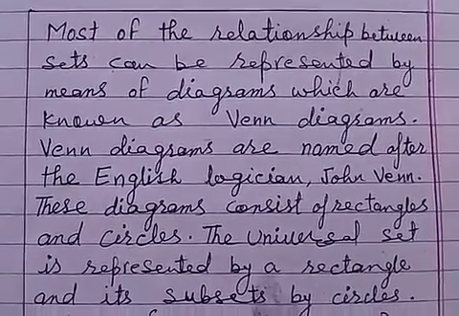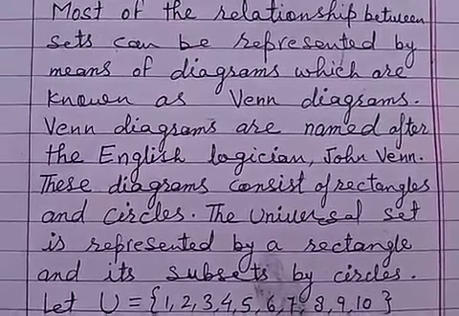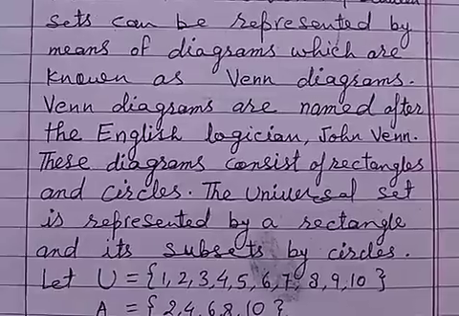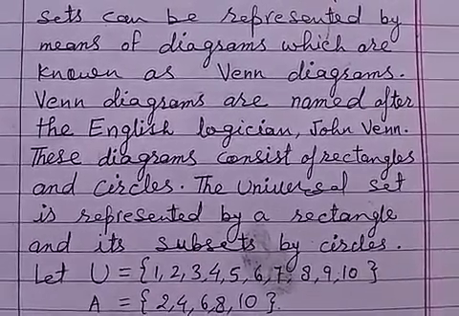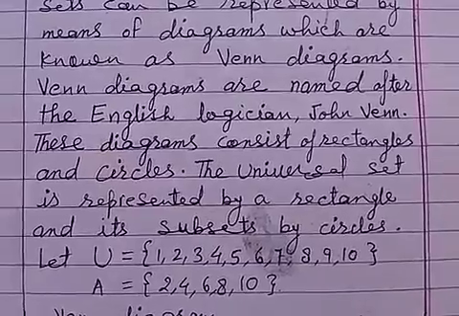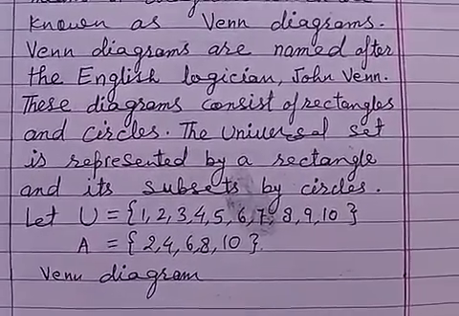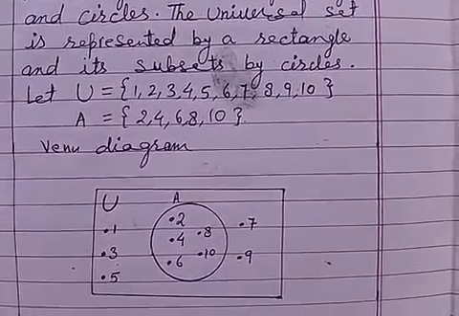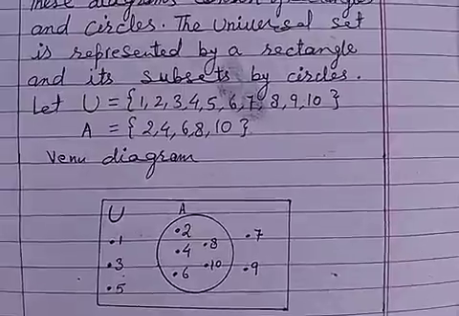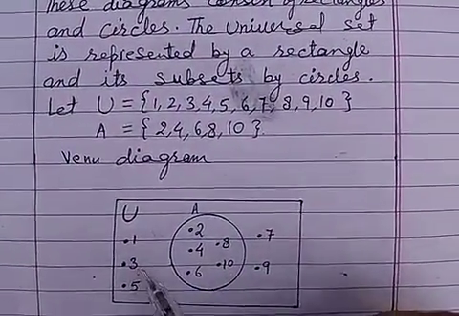The universal set is represented by a rectangle and its subset by a circle. Let U be a universal set of elements 1 to 10 and A be a subset of elements 2, 4, 6, 8 and 10. According to the Venn diagram, we can make a rectangle to represent the universal set and subset A we can represent with the help of a circle.